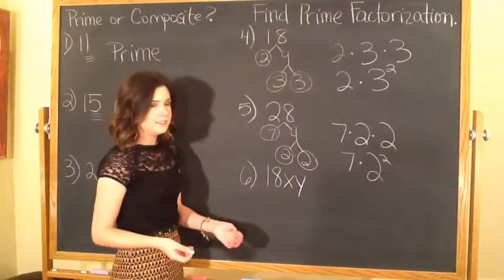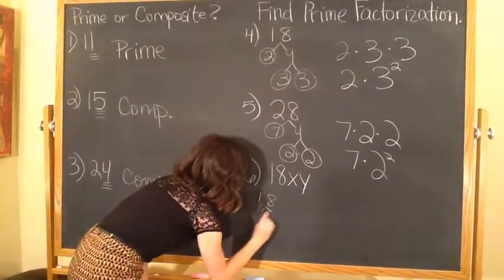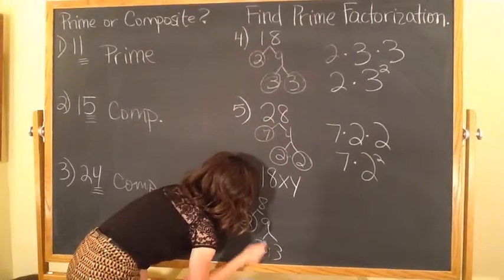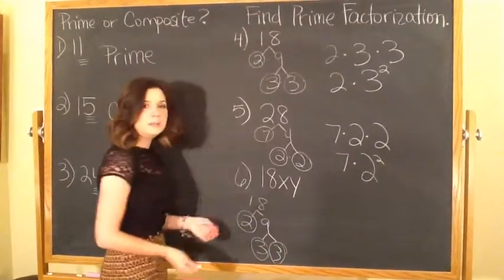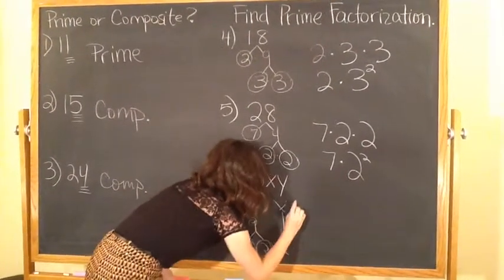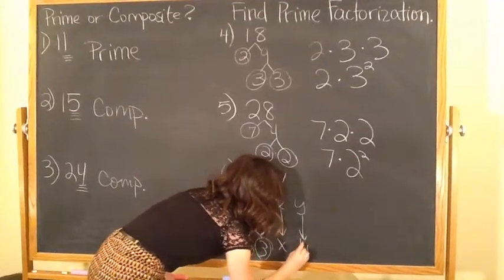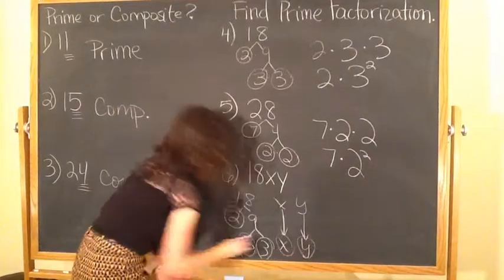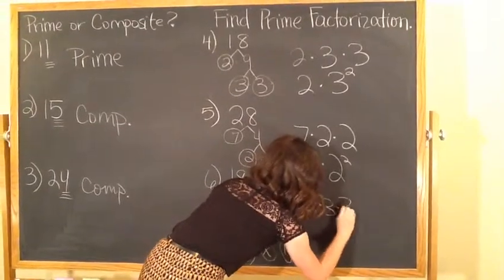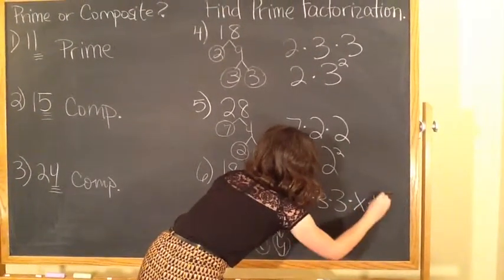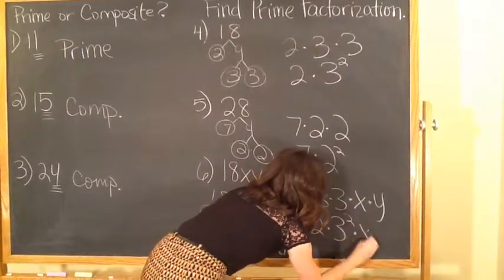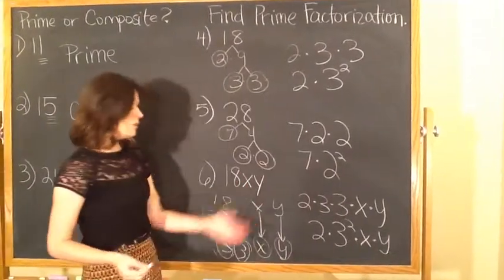We already broke down 18, but let's show it again. When we break down 18, we have 2 times 9, circle the 2 because it's prime, and then 3 times 3. Now that is prime. That only gives us 18. We still need x and y. So we'll break down the x, and that's only x multiplied 1 time. And then we have the y, and that's only multiplied 1 time. So our prime factorization is going to be 2 times 3 times 3 times x times y, or you can write it as 2 times 3 squared times x times y. So either would be fine.